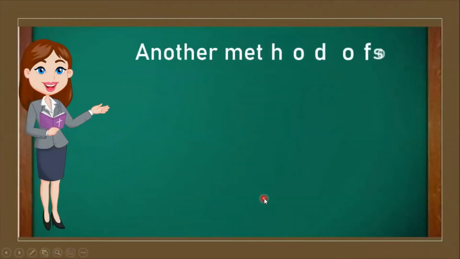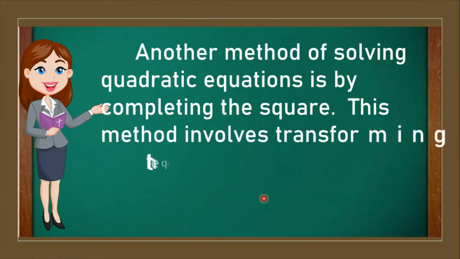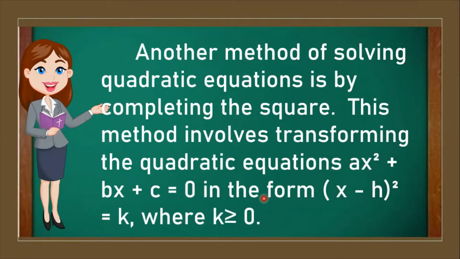Then, another method of solving quadratic equations is by completing the square. This method involves transforming the quadratic equation ax squared plus bx plus c equals 0 into the form of the quantity x minus h squared is equal to k, where k is greater than or equal to 0.